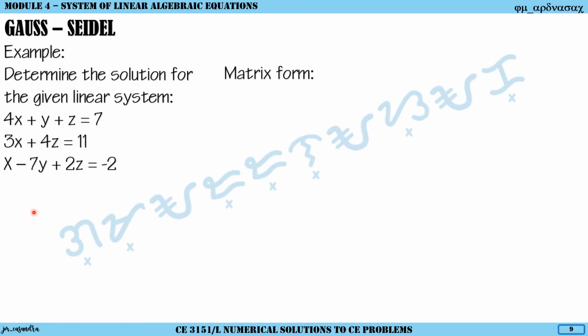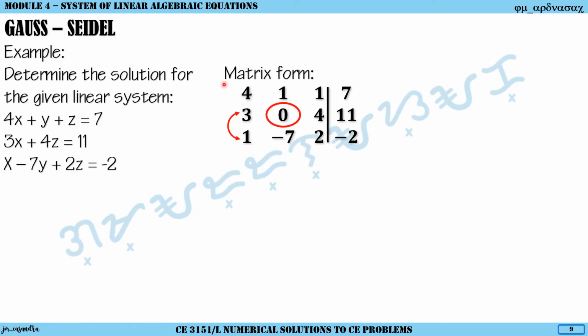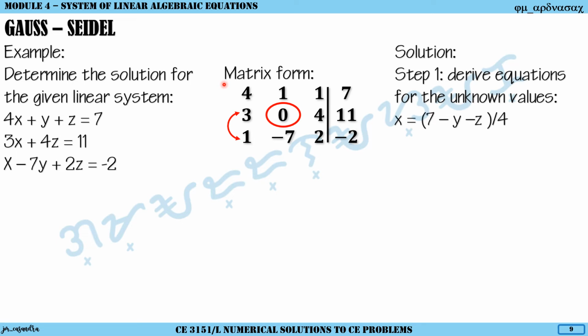Okay? So again, matrix form, check that our diagonal will have no zero elements like kanina. So we interchange now our second and third column so that the first equation solves for x, the new second equation solves for the second variable y, and the last equation solves for your third variable z. So again, this is our working equation. It's just the same as for Jacobi.